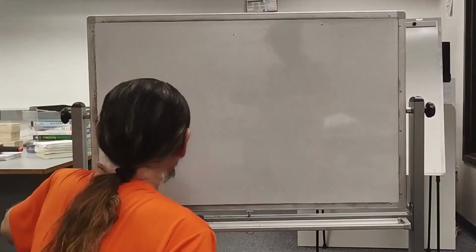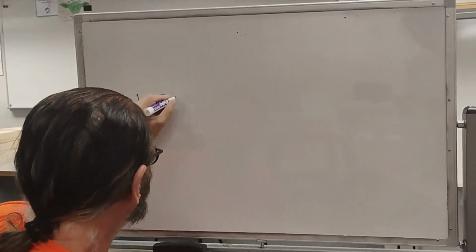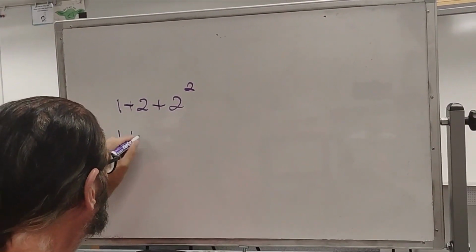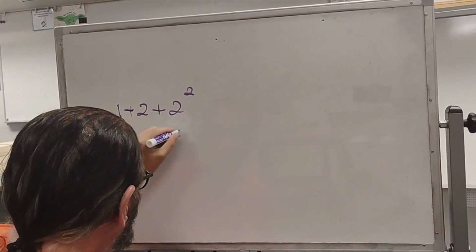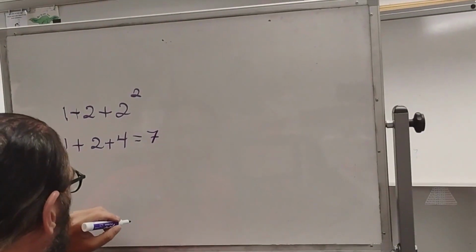Guess I would need to be down here, right? Right. We've got 1 plus 2 plus 2 squared, or 1 plus 2 plus 4, which is giving us 7. All right.